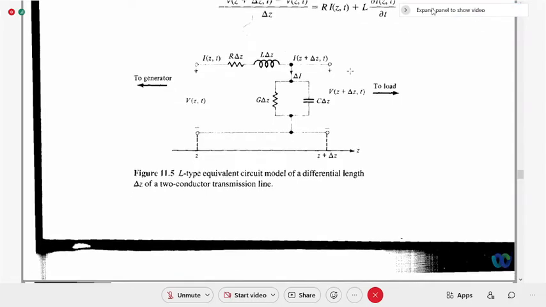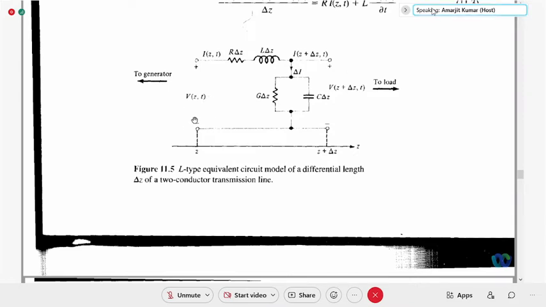So here the voltage is V(Z,T) at this point Z, and since the line length is delta Z, this is Z plus delta Z. At the Z plus delta Z section the voltage is V(Z plus delta Z, T). So we have V(Z,T) and V(Z plus delta Z, T), and the current here is I(Z,T) and here the current is I(Z plus delta Z, T).